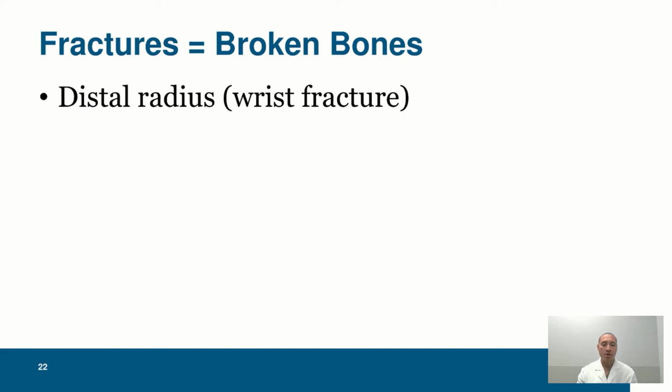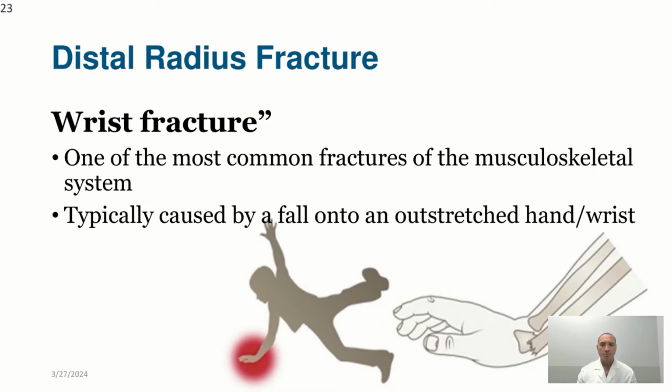Next slide, please. So lastly, we'll talk about fractures. Fractures are broken bones. We're going to discuss one specific fracture called a distal radius fracture, also commonly known as a wrist fracture. This is one of the most common fractures of the musculoskeletal system, and it's typically caused by a fall on an outstretched hand or wrist.